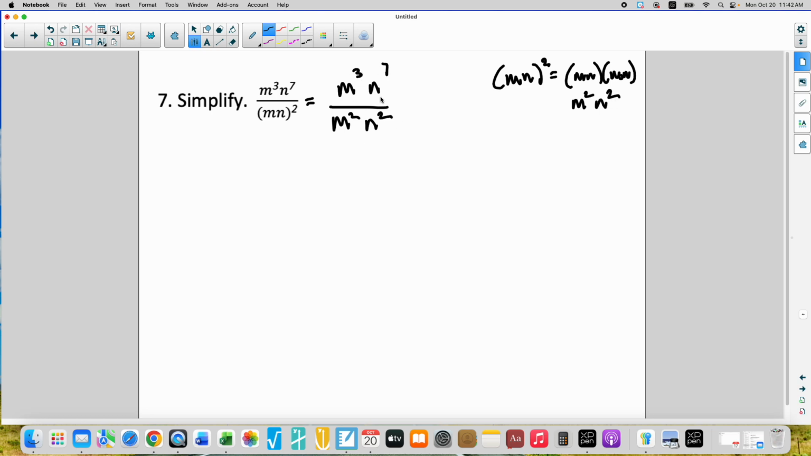Now we can subtract these like bases. So this is going to simplify to m to the 3 minus 2, n to the 7 minus 2. So division is subtraction. Gives us mn to the 5th would be our answer.